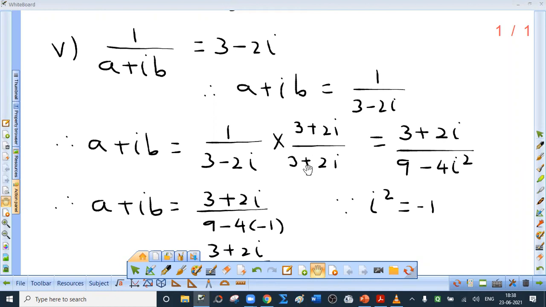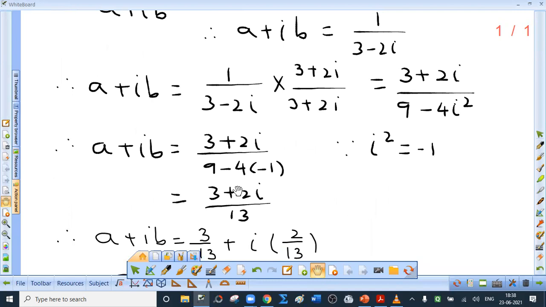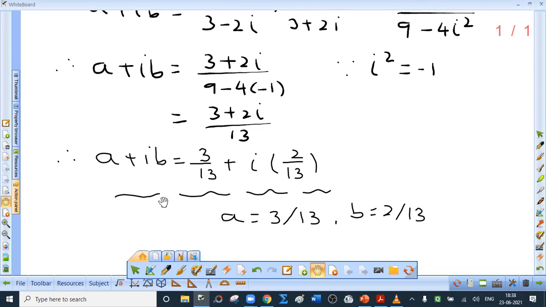So numerator is 3 plus 2i. See, denominator will always be of which type? First minus second into first plus second, square of the first minus square of the second. i square is minus 1. So a plus ib becomes 3 plus 2i upon 13. Split numerator. So 3 upon 13 plus i 2 upon 13. You have to write this on equating real and imaginary parts separately to get what? a equal to 3 by 13 and b equal to 2 by 13.